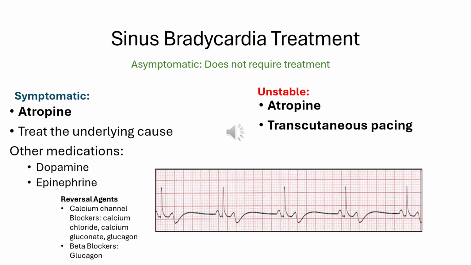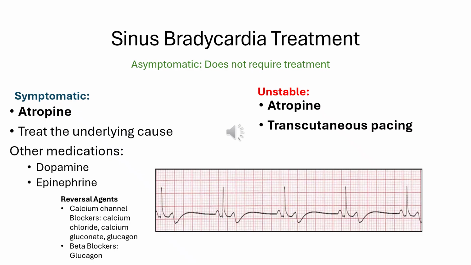However, I want you to think about the underlying cause of the bradycardia. What if the patient's hypothermic? You definitely want to start warming them up. Let's say they take calcium channel blockers or beta blockers and there's an expected overdose of these medications. It would be more appropriate to treat beta blockers with the reversal agent, which is glucagon, or calcium channel blockers with the reversal agent, which is going to be calcium or glucagon. That would be treating the underlying cause.